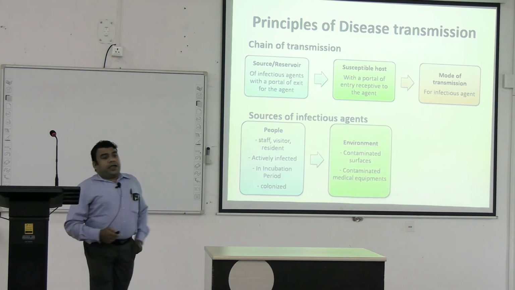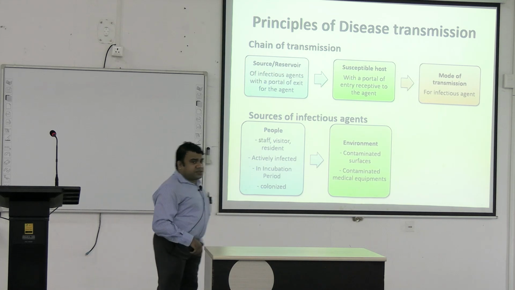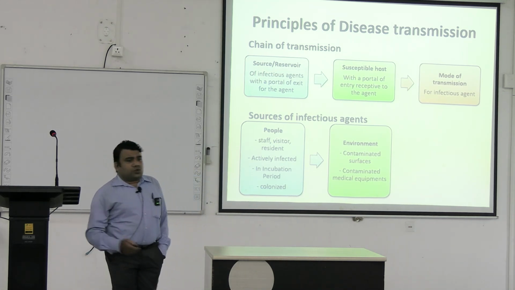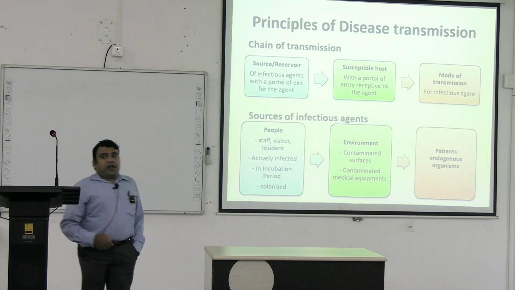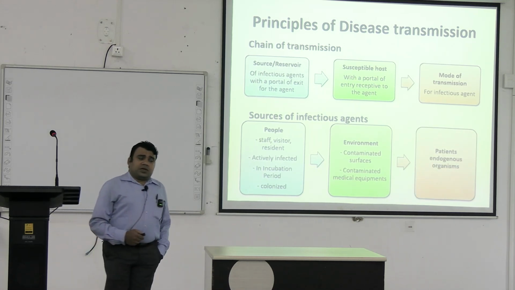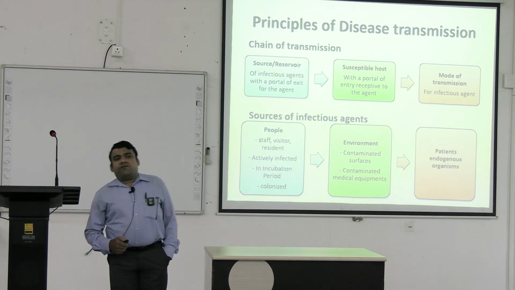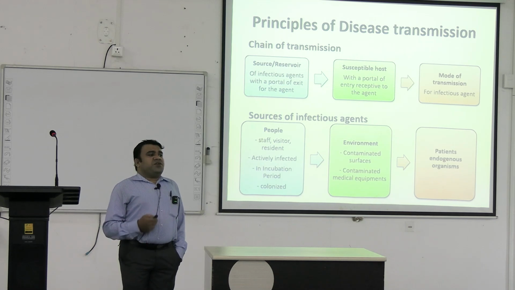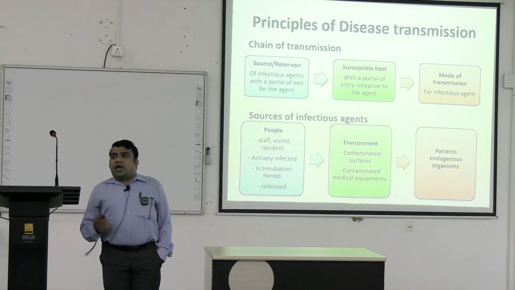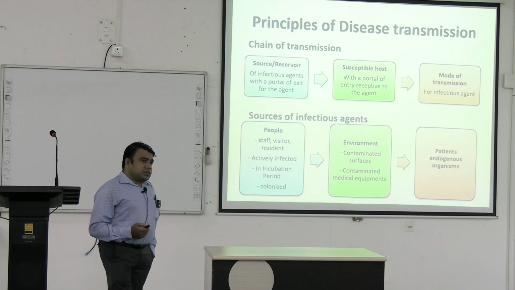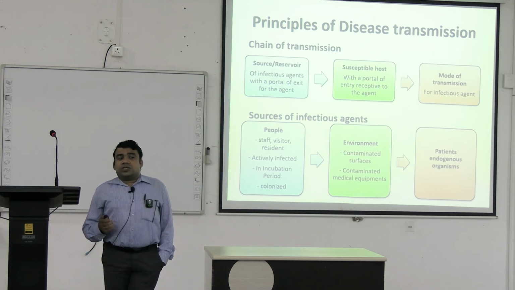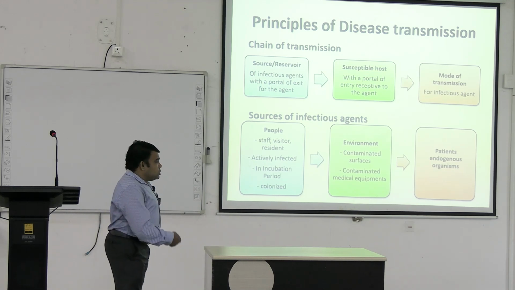The other source would be environment. Any contaminated surfaces, contaminated equipment, everything that is present in the hospital environment may be a potential source of the organisms. And finally, a very important aspect you must realize, the human body is not devoid of microorganisms. We as living beings have evolved along with other organisms, and our body also has numerous organisms. Normally they do not cause disease, but in certain case scenarios they do cause the disease. In that case, the source would be the patient's endogenous organisms. Okay.